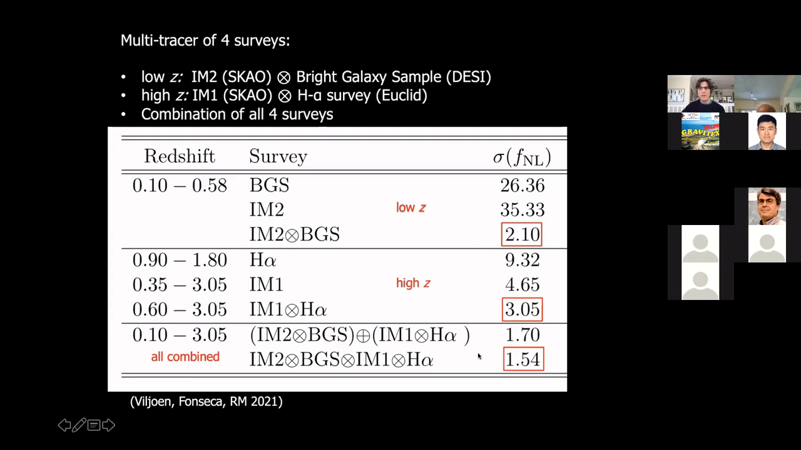And then when you go to the full combination, when you combine both of these pairs, we get down to 1.54, which is extremely impressive. It's not yet below 1, but it's just a very good illustration of the power of the multi-tracer method when trying to pick out a signal in the galaxy distribution on very large scales, such as the primordial non-Gaussianity signal.